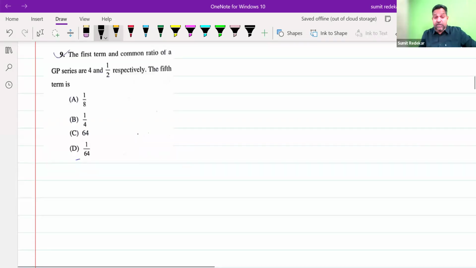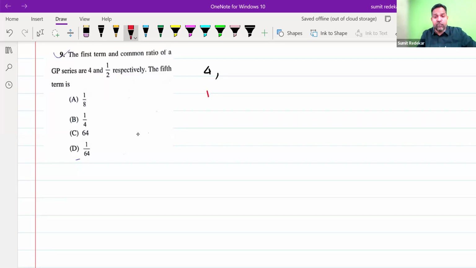Question number 9. A GP question. Again, a question that can be done orally. The first term and the common ratio of a GP are 4 and 0.5. The 5th term is, the first term is 4 and the common ratio is half. So can I say you are constantly multiplying by half?